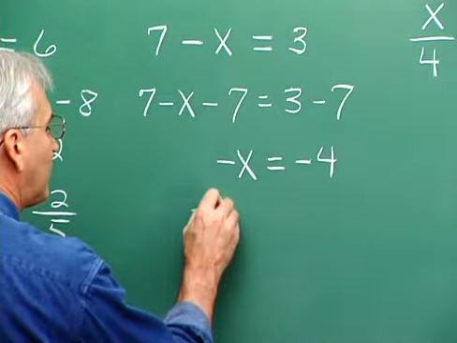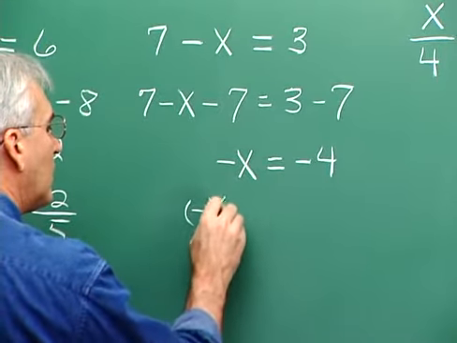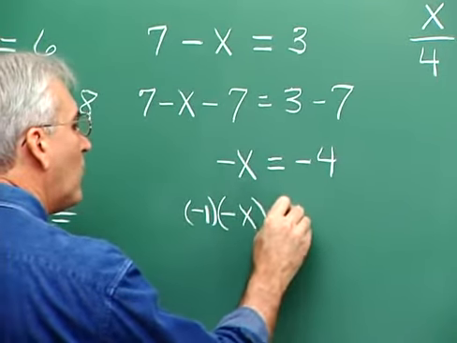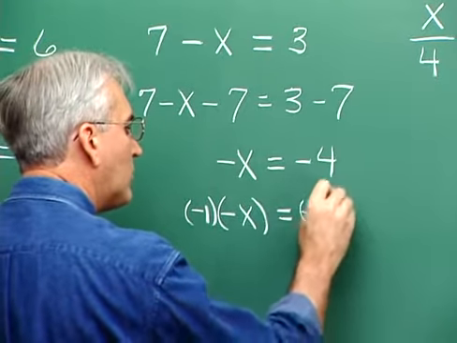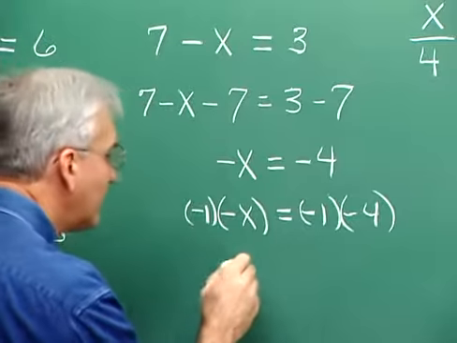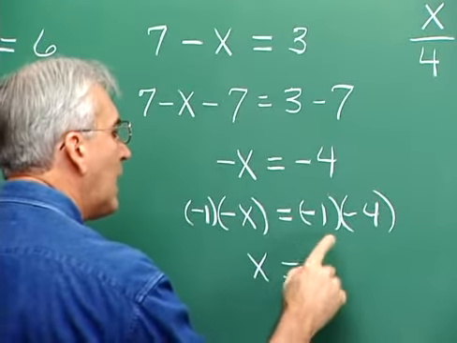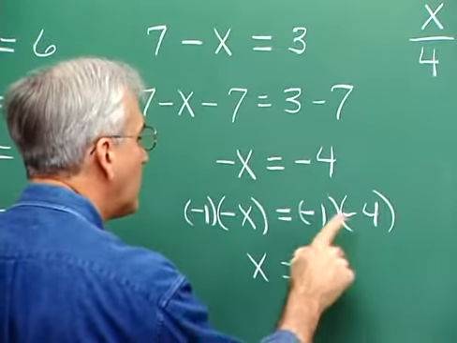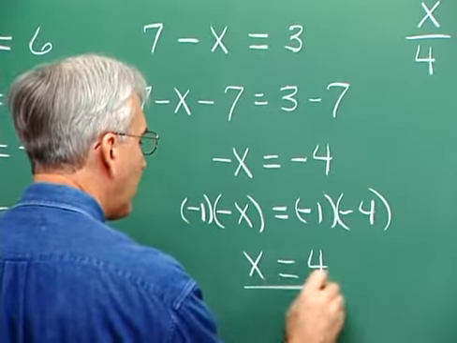If I think about multiplying by negative 1, you see it's multiplying by negative 1 on both sides. So negative times negative, positive x. And then negative times negative, positive 1 times 4, 4. So x is equal to 4.